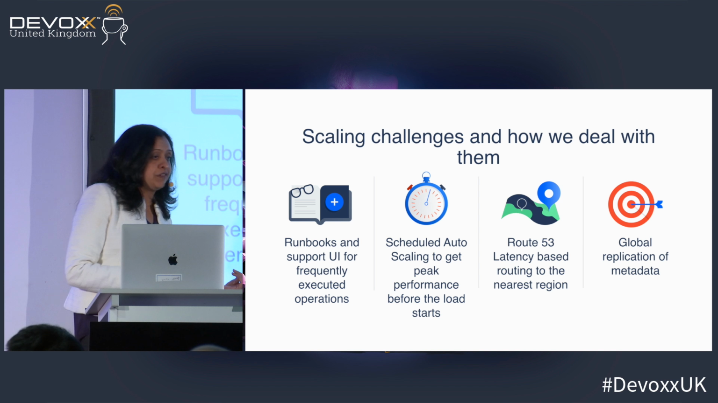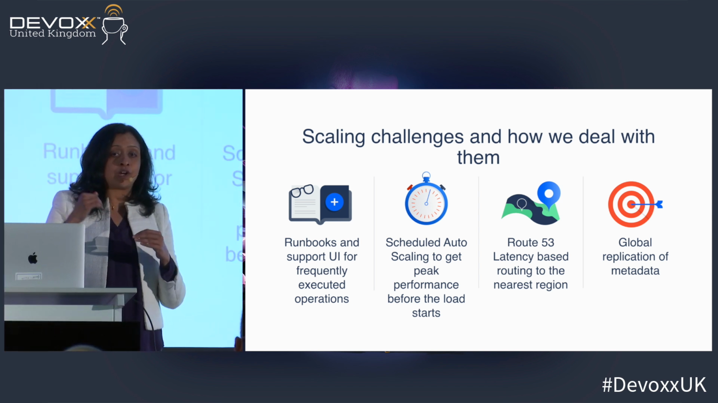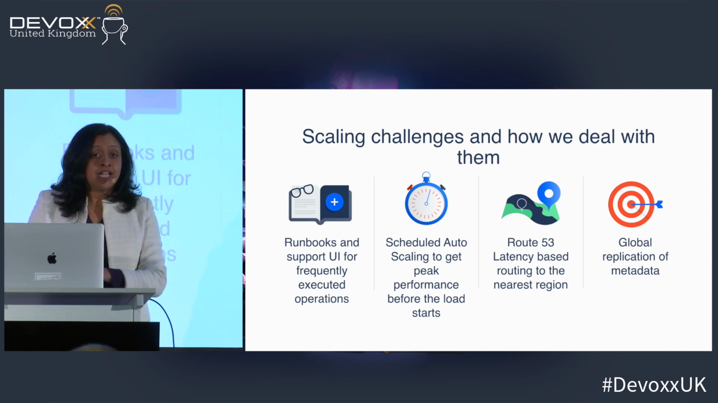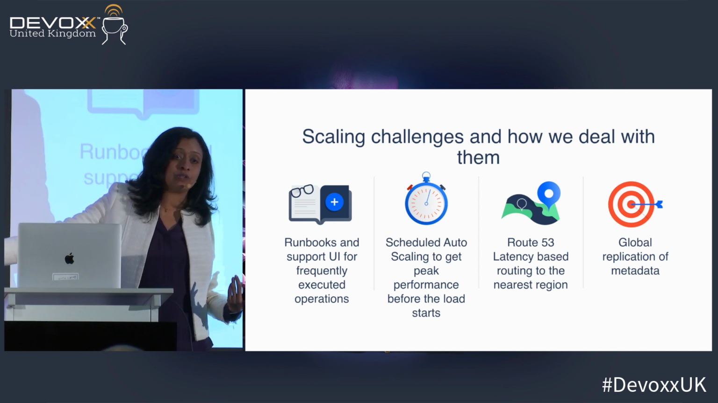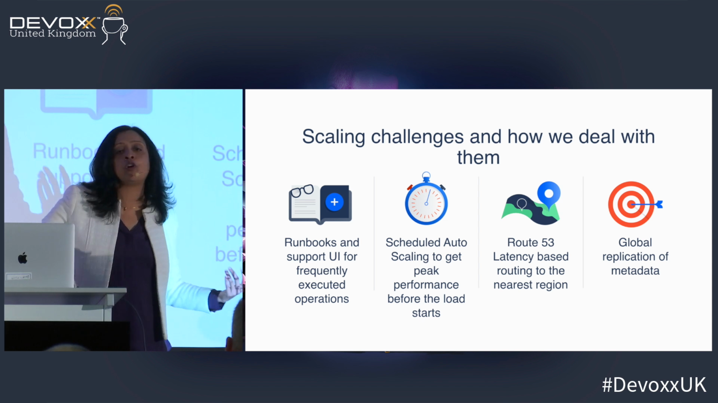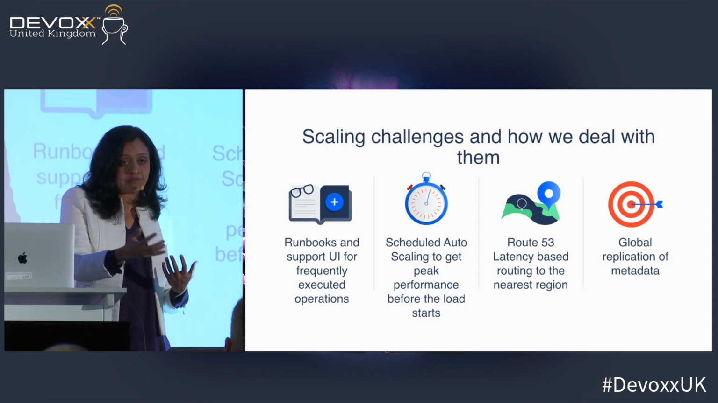We use Route 53 latency-based routing. So what it does is, when a request comes for the tenant, even if the tenant is based in Sydney, if you as a user are based in Europe, you don't need to be routed to the APAC region. You could be routed to the EU region, and your data is always replicated across regions. So you would see the best performance for individual users.